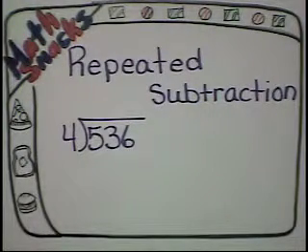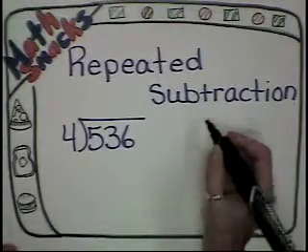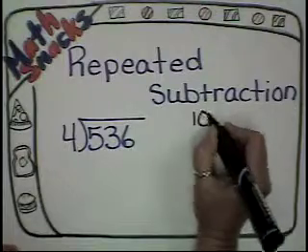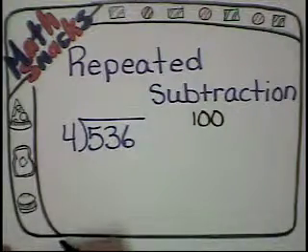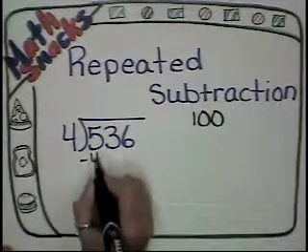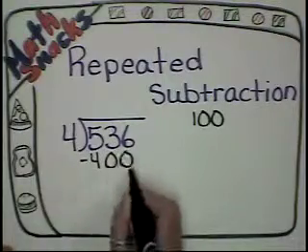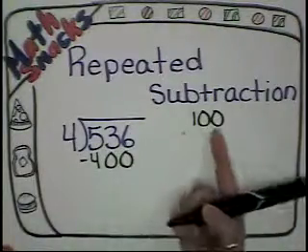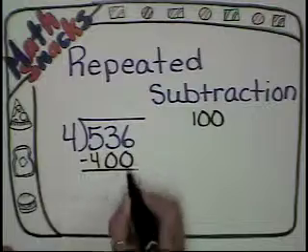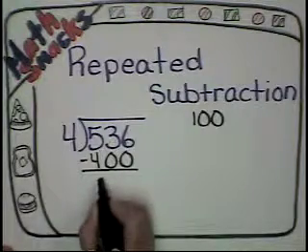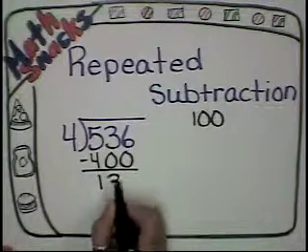Well, I always like to multiply by powers of 10, so I know that 100 of them could come out of 536, which would be 400. So I'm going to go ahead and subtract 400 out. Okay. And we're going to keep track that we subtracted 400 out by knowing that was 100 4s. Okay. So when we do our subtraction now, we have 136 left.